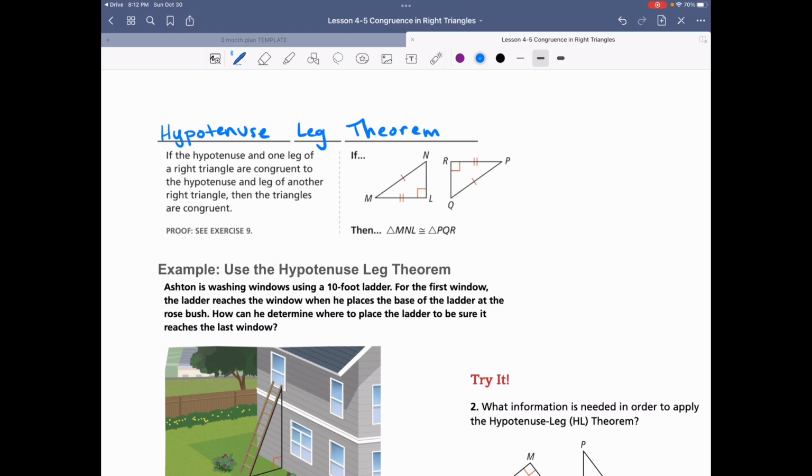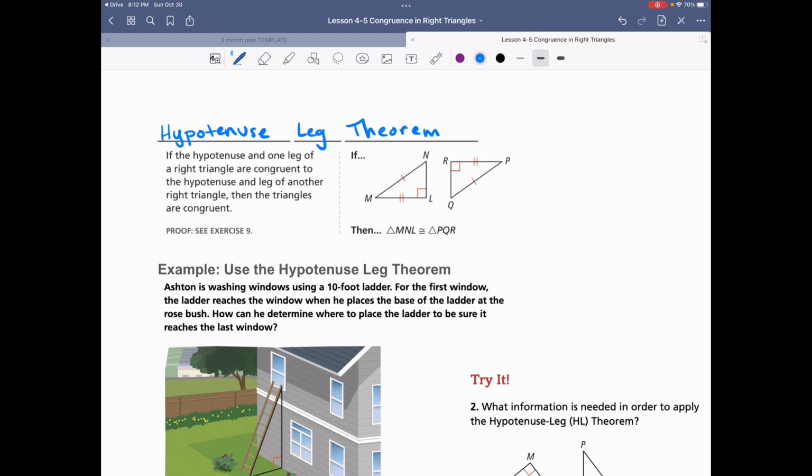And the reason this is true is because if you remember the Pythagorean theorem, if we have two sides, a hypotenuse and a leg, or two legs of a triangle, we can find the third side. And if we did that for these two triangles, we would find that the third side is congruent. So then we would have side, side, side.